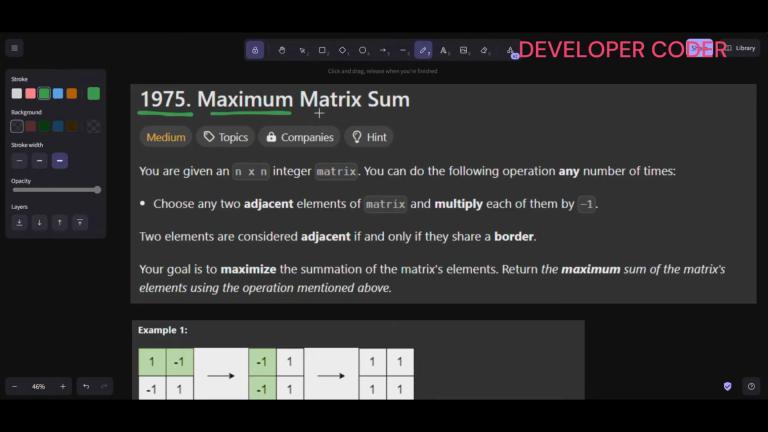1975 maximum matrix sum. Okay, so this problem is actually very interesting. In this problem you are given an n into n integer matrix. You can do the following operation any number of times. Choose any two adjacent elements of the matrix and multiply each of them by -1. Two elements are considered adjacent if and only if they share the same border. Your goal is to maximize the summation of the matrix elements. Then we have to return the maximum sum of the matrix elements using the operation mentioned above.